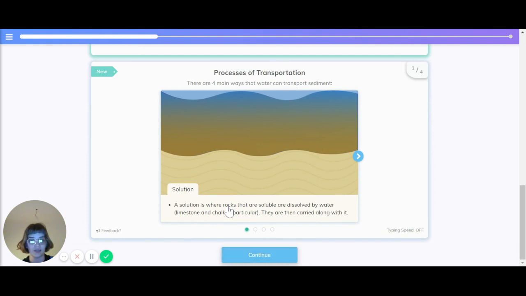Now let's look at processes of transportation. There are four main ways that water can transport sediment. Solution. Solution is where rocks that are soluble are dissolved by water. Limestone and chalk are in particular vulnerable to this. They are then carried along with it.